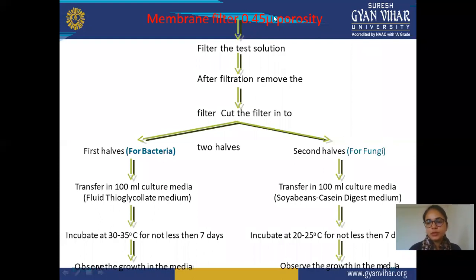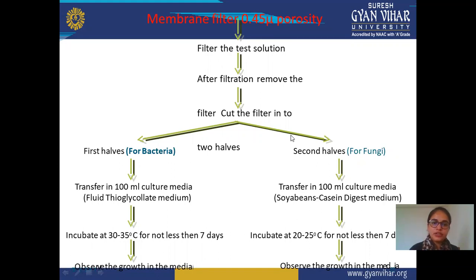After cutting this filter paper, it is divided into two parts. One is the first half for bacteria and the second half is for fungi. Means you first confirm whether bacteria or any fungi are present in your formulation. If you are testing bacteria, you take the entire filter, and after filtering your formulation, you cut it into two parts. One part you use for testing of bacteria and the other part you use for testing of fungi.